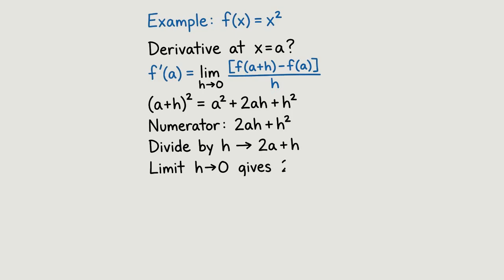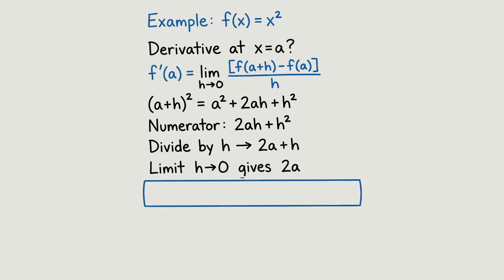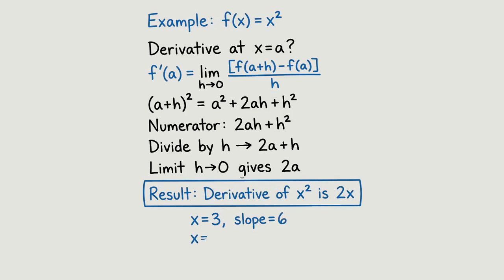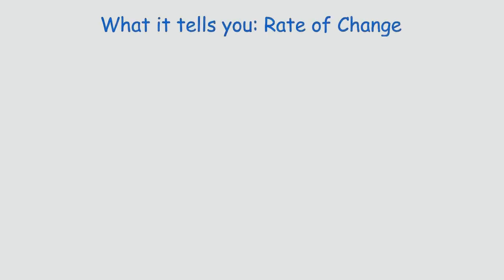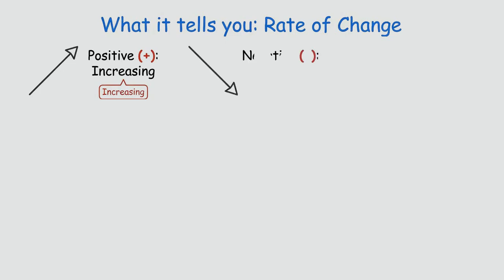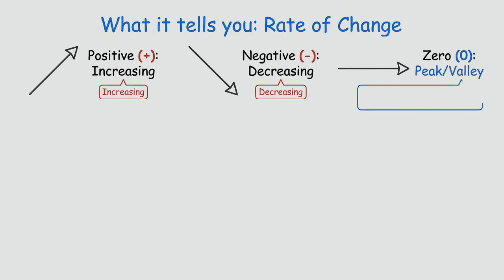That means at x equals 3, the slope is 6. At x equals -1, the slope is -2. That's how fast the function is changing at those points. So what does the derivative tell you? It tells you how fast something is changing. If the derivative is positive, the function is increasing. If it's negative, the function is decreasing. If it's 0, the function is flat at that point, maybe a peak or a valley. If the derivative is large, the slope is steep. If it's small, the slope is gentle.